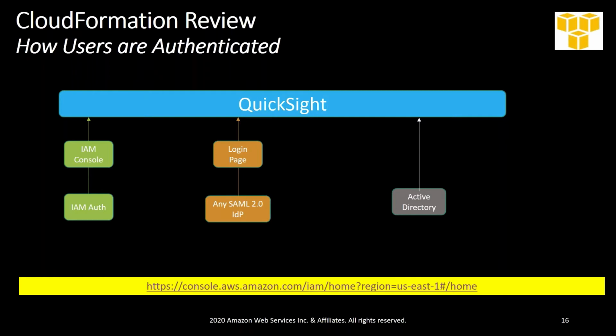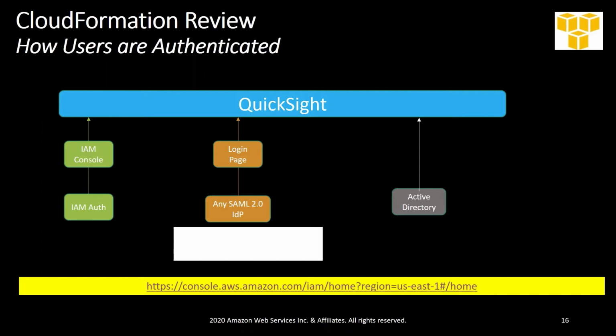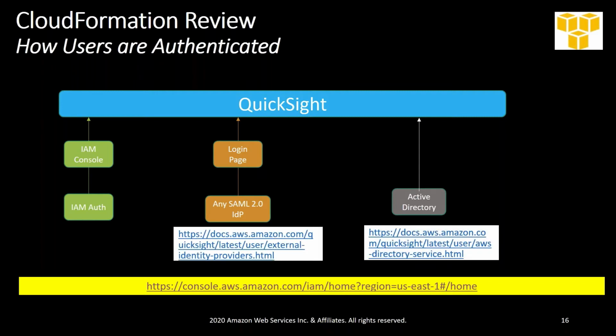Or if you have any SAML 2.0 based IDPs, you can use that as well. We recently released Service Provider Initiated SSO that allows you to have your end users log in with the method that they're already familiar with using that IDP, and QuickSight will integrate easily. So if you want to learn more about it, there are some resources provided. You can click on them and learn more.